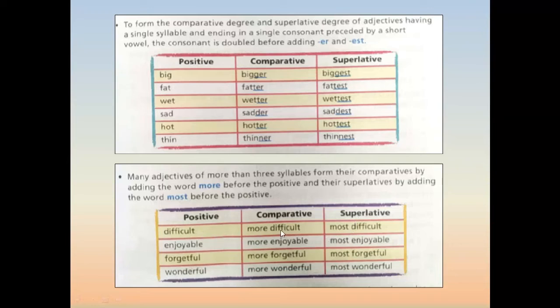So difficult becomes more difficult and most difficult. Enjoyable becomes more enjoyable or most enjoyable. Forgetful becomes more forgetful, most forgetful. Wonderful becomes more wonderful and most wonderful. I hope this rule is also clear.